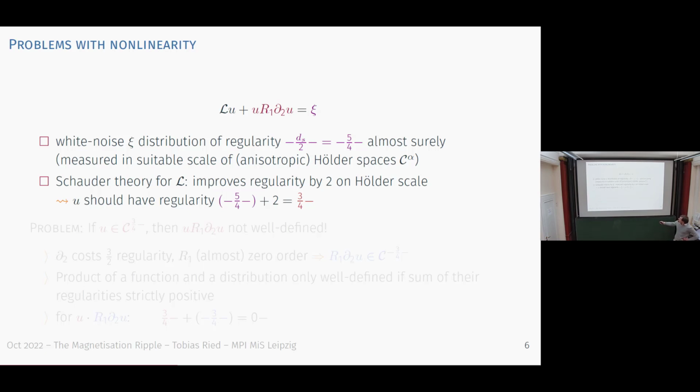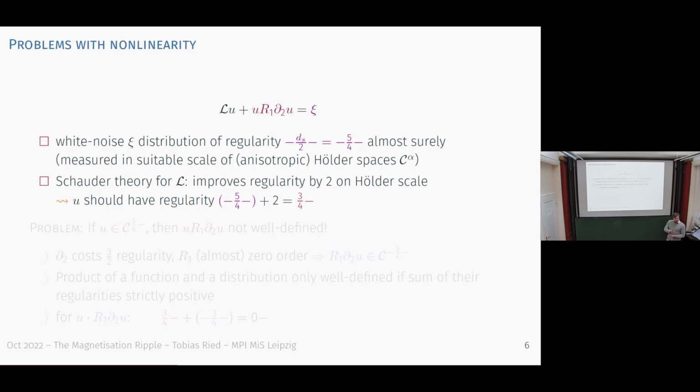As I said, the regularity of white noise you can read off from the dimension. It's folklore that it's a distribution, and its regularity in the scale of suitable Besov, or in our case anisotropic Besov or Hölder spaces, is given by minus the effective dimension over 2, up to an arbitrarily small epsilon. In our case this means that we can expect ξ to be a distribution of regularity minus 5/4 minus, almost surely, measured in these anisotropic Hölder spaces.